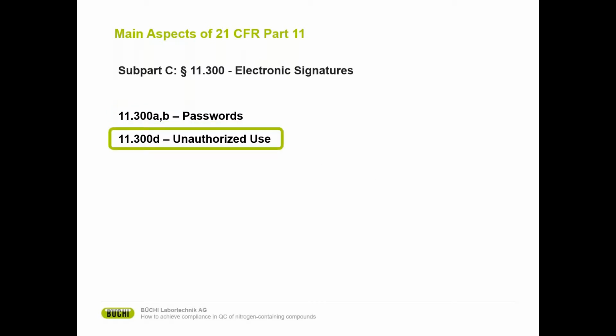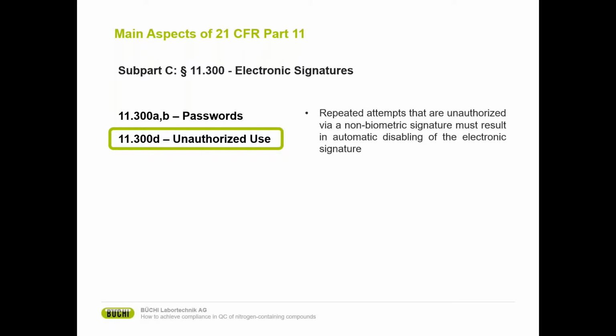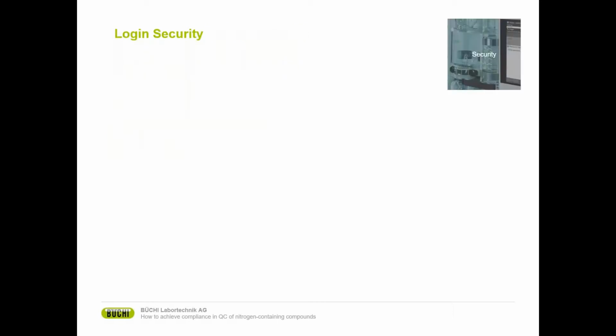And section 11300D is about unauthorized use. So repeated unauthorized attempts via a non-biometric signature must result in an automatic disabling of the electronic signature. Now let's have a look how we perform in this feature of login security.